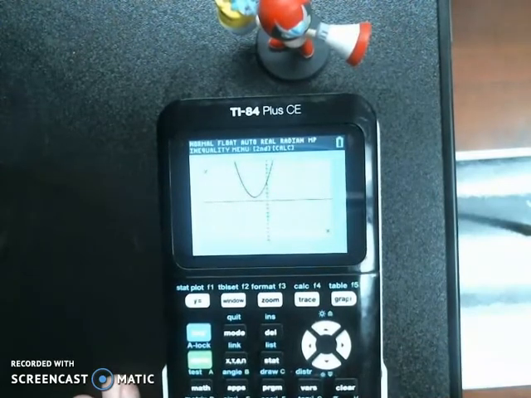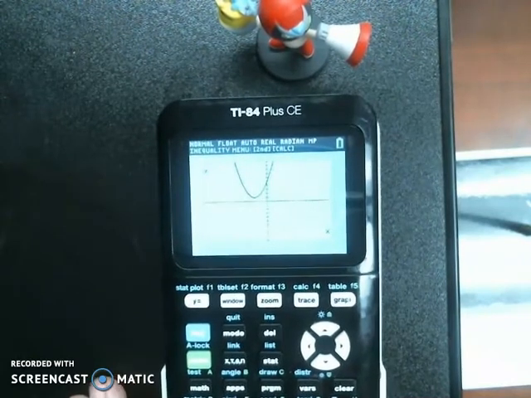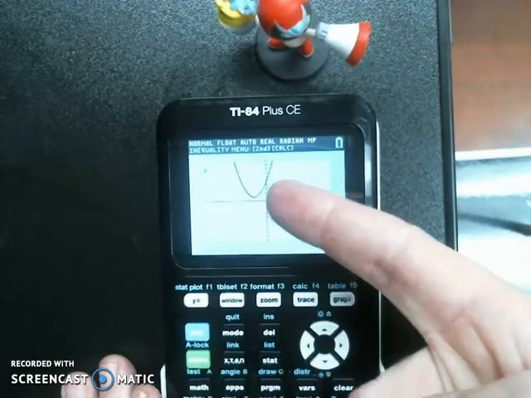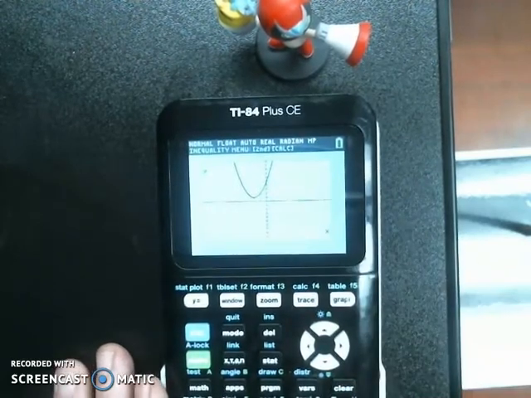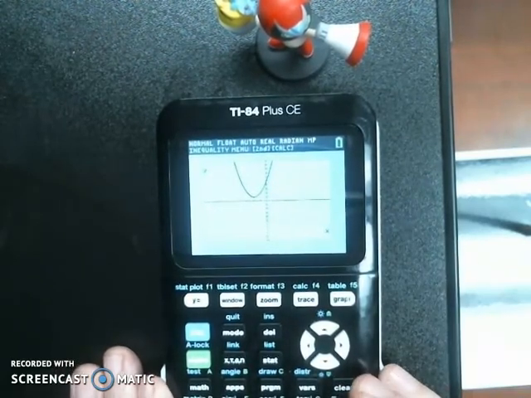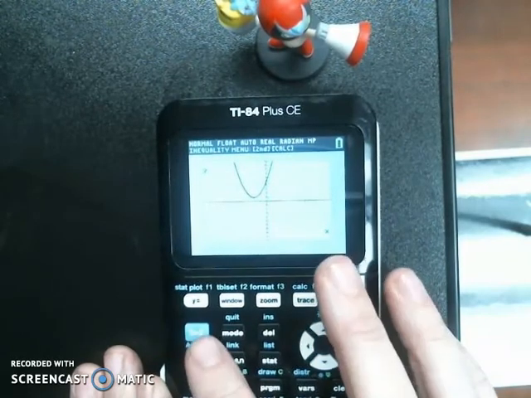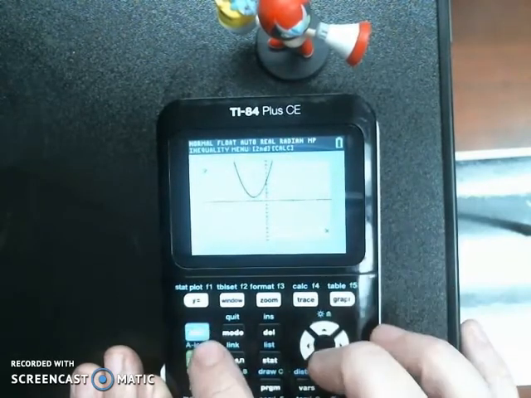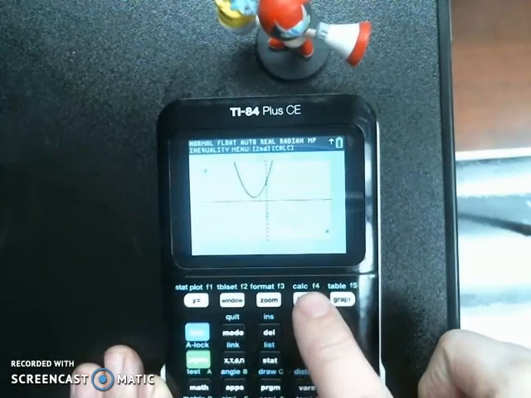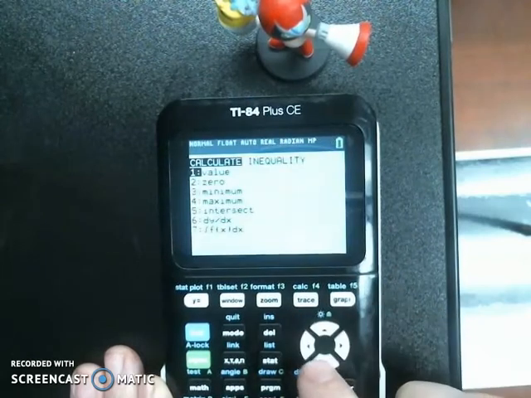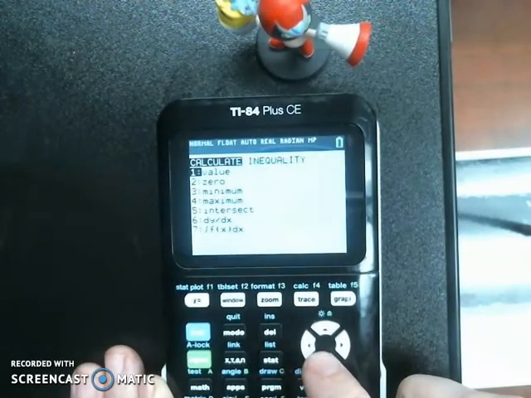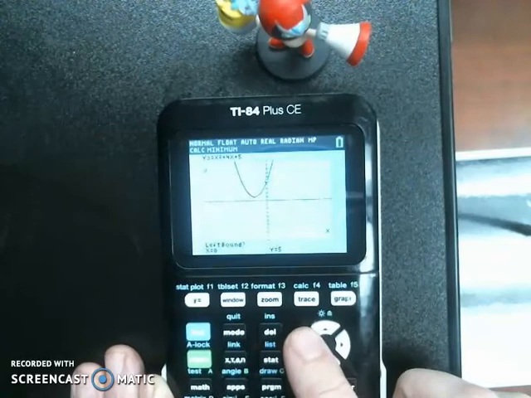A few things that we want to note about that would be axis of symmetry, vertex, and maybe a y-intercept. Those three things we were looking at before. The first thing I probably have to do on this one is actually find the vertex, and that's pretty easy. We go second and trace, so we're getting to the calculate button there. And on this one, since it opens up, it does have a minimum value. That minimum value will be the vertex. I just have to give it where to go to check for it.